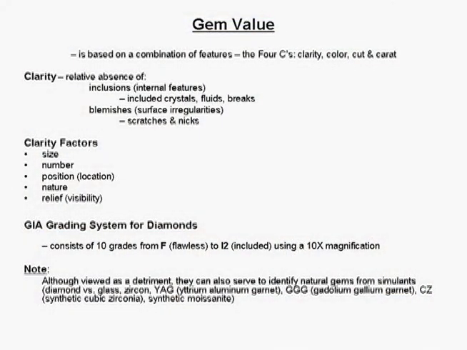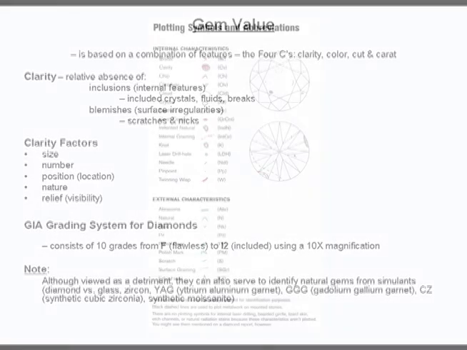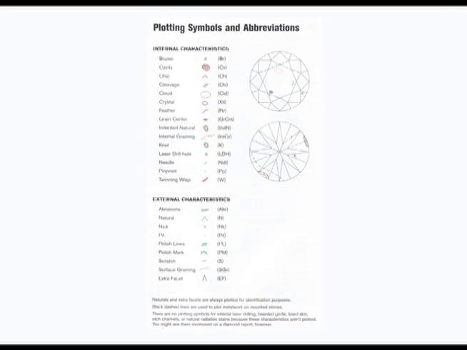Clarity factors, well, the size: how big is the blemish or the inclusion? How many are there? Where is it located? You know, is it right on the table, or is it on the pavilion, or where? What type of clarity problem is it? And how easy is it to see? So for example, here, you would get a sheet if you had your stones certified, where they would identify the various inclusions with various marks. Okay. Now, this one here is used for diamonds, and this is what the Gemological Institute of America uses.